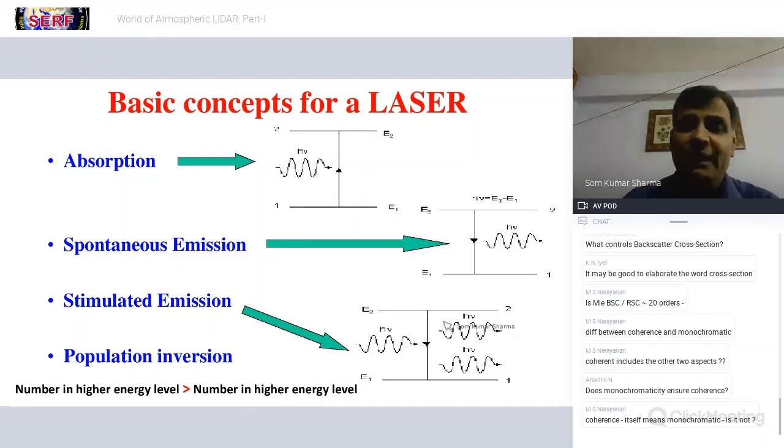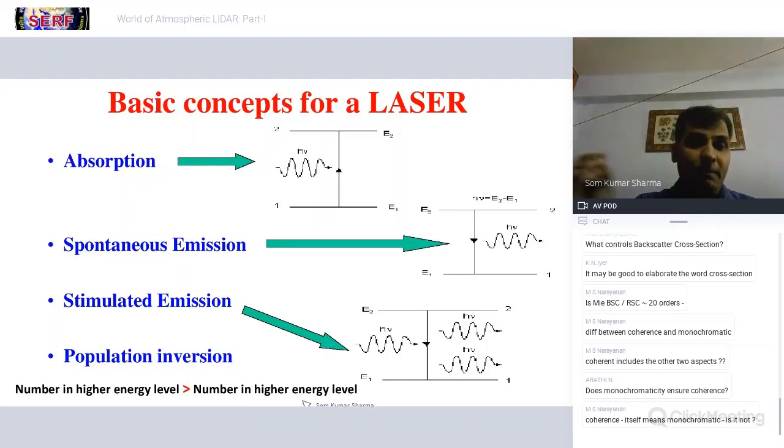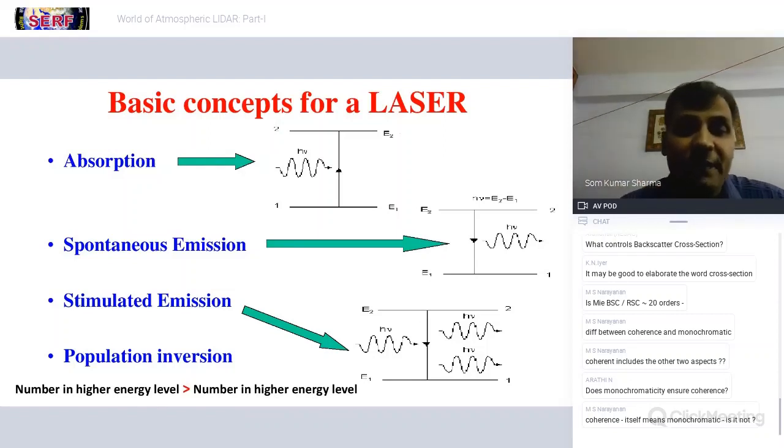The last one is population inversion. Population inversion means inverted: the number of photons in the higher energy level is more than the number in the lower energy level. Sorry, there is a typo here; please read it as lower. So the number in the higher energy level is greater than the number in the lower energy level. That is population inversion. Of course, when I discuss the world of laser, I will describe these things in great detail. Then you will become laser experts also, as you will become LIDAR experts today and tomorrow.